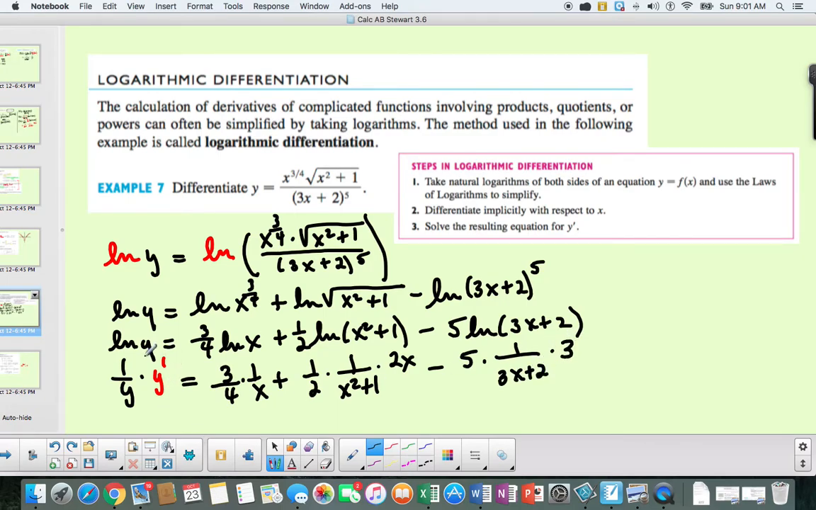And to isolate y prime, you're going to have to bring the y to the other side. And remember what y is equal to. y is equal to this. So if you want everything in terms of x, that's what you would have to do.